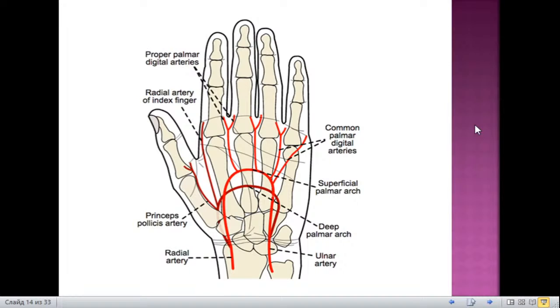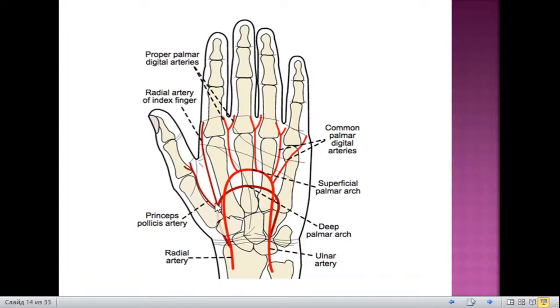The next place where we have a lot of arterial anastomoses is the hand. These anastomoses are formed by the 2 big arteries, the radial and ulnar arteries. About the radial artery, you see a right hand from the dorsal side. So what is the radial artery? The radial artery is here. The radial artery gives off the superficial palmar branch.